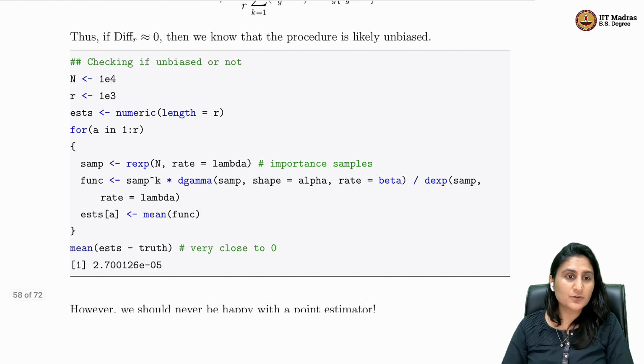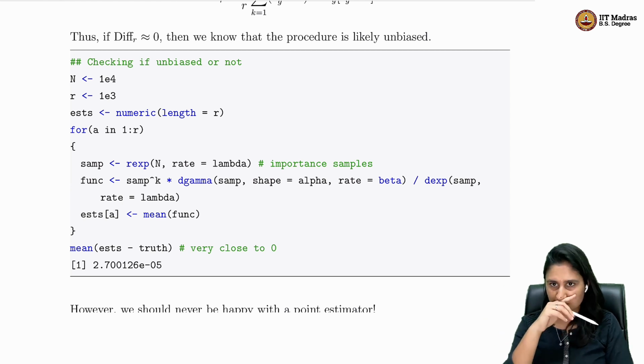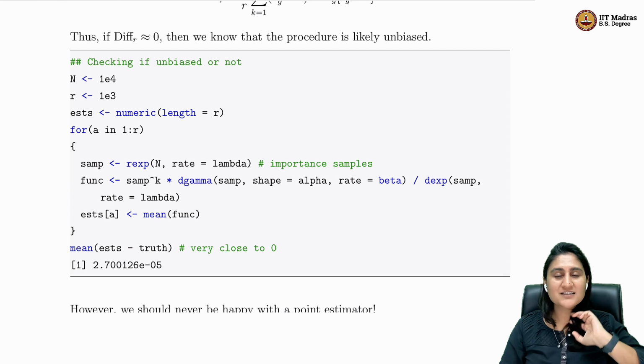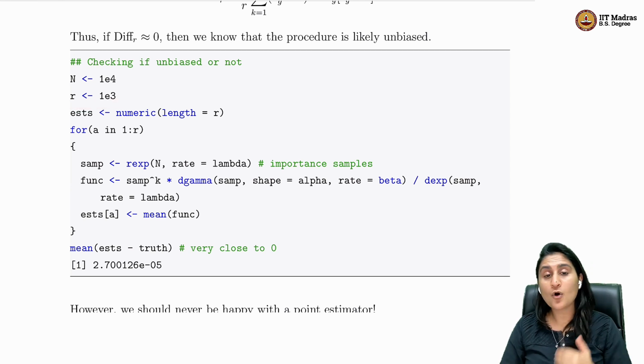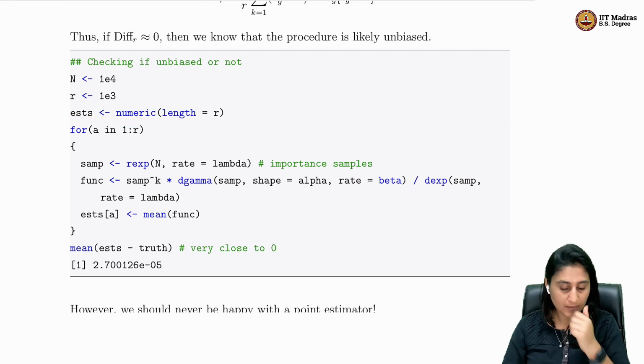So n is equal to 10,000. Every time I do the importance sampling, I get 10,000 draws from the proposal distribution. I repeat this process 1,000 times. So small r is 1,000. And in all of those 1,000 times, I will obtain theta hats and store them in S.